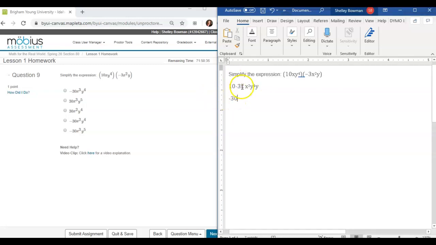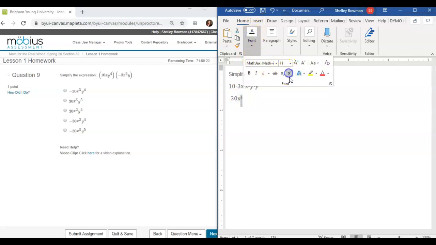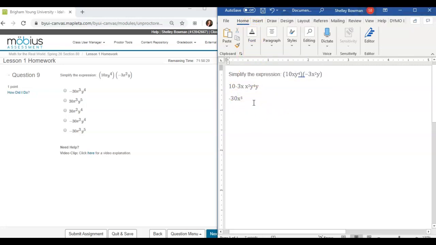Now I have one x here, and I'm multiplying it by 2 more x's, which gives me a total of 3 x's being multiplied together. So that's x to the third, and I'm going to move that up into the exponent here. Okay, so we'll come back down from the exponent for the next part.